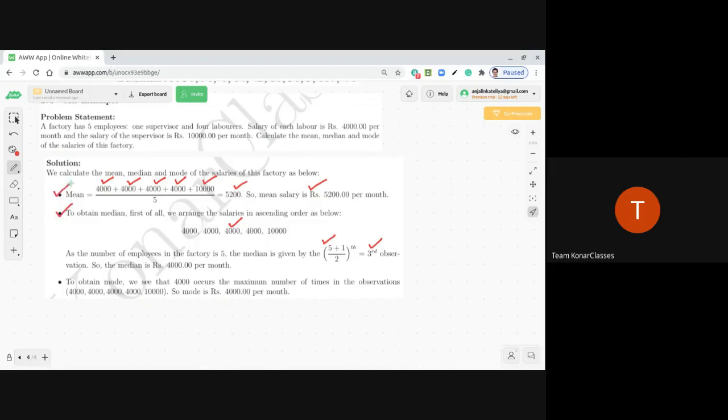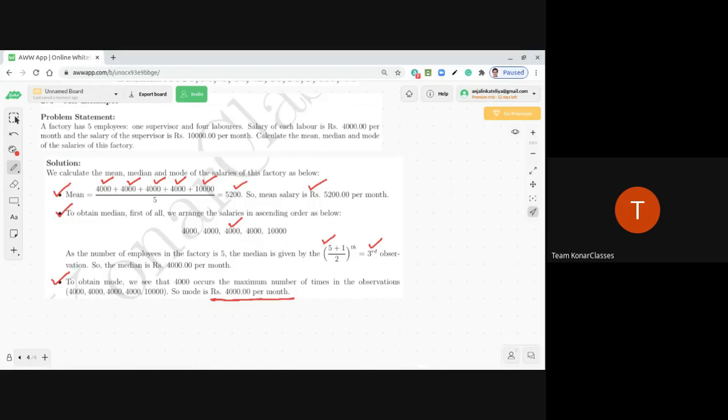Mean, we already found. Now the next one is the mode. We see that 4,000 occurs the maximum number of times in the observations. So the mode is 4,000 rupees per month. That is the mode. I hope it is very clear.